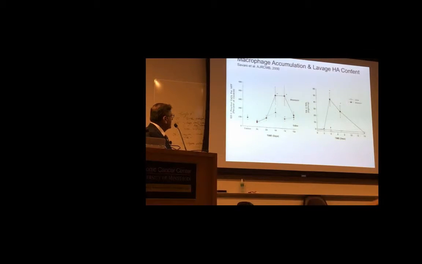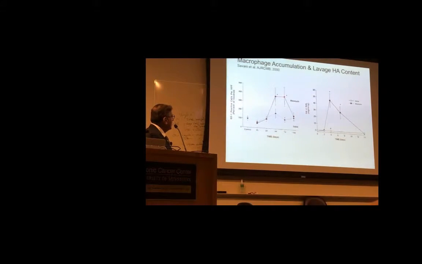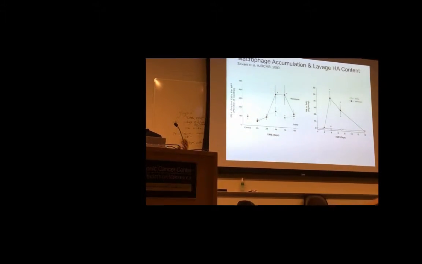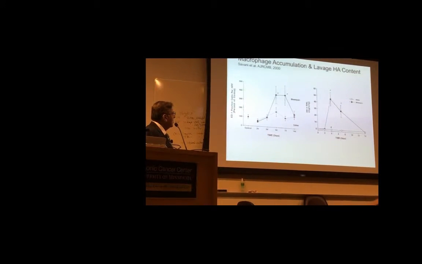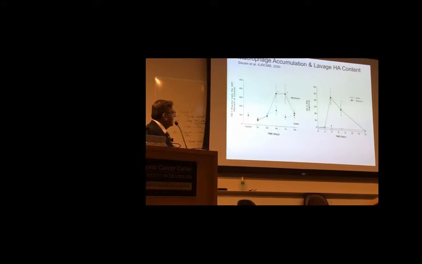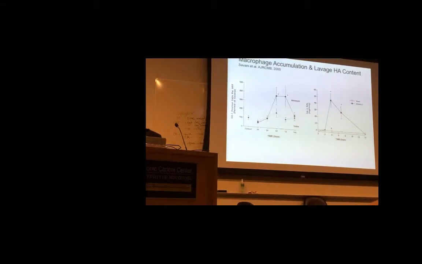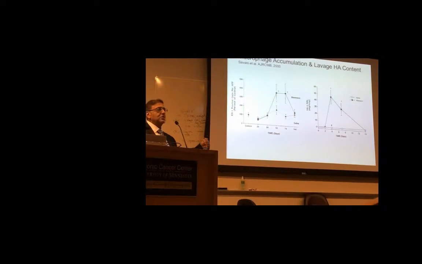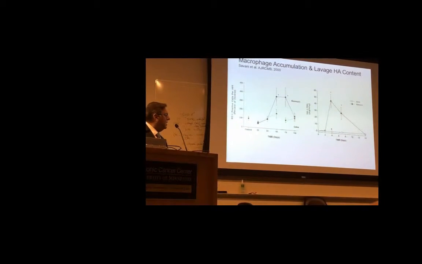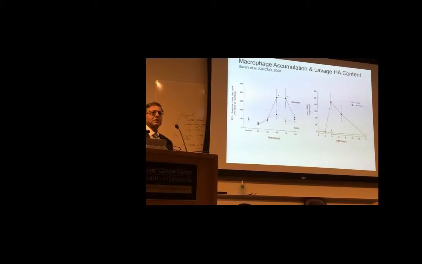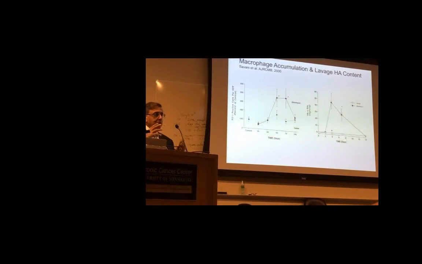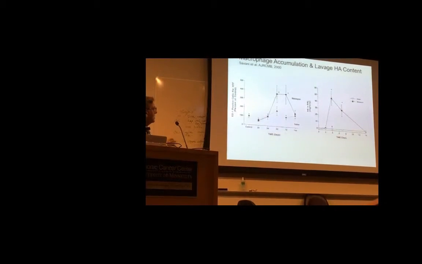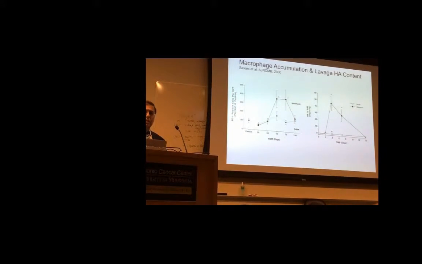But between days 4 and 7, there was a massive 4-fold increase in the accumulation of macrophages in the bleomycin model. And this mirrored very much a 40-fold increase in the amount of HA that you could get out of the lung. And all of this was low molecular weight HA. So here in the bleomycin model, we can show that there's an increase in HA. It's low molecular weight HA, predicted to interact with receptors, and that this was involved at the same time that there was an inflammatory response.